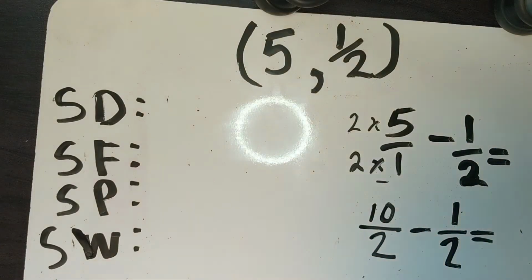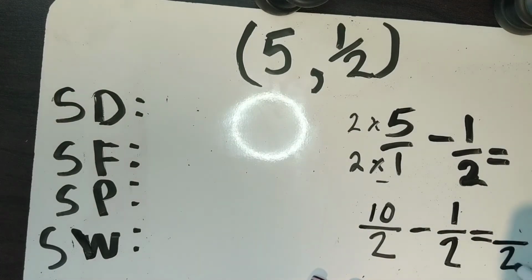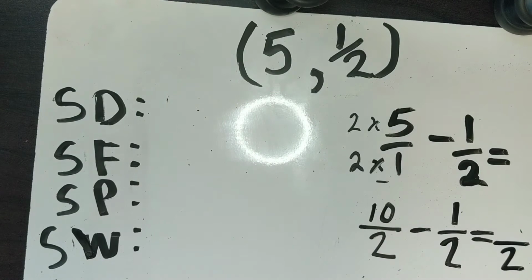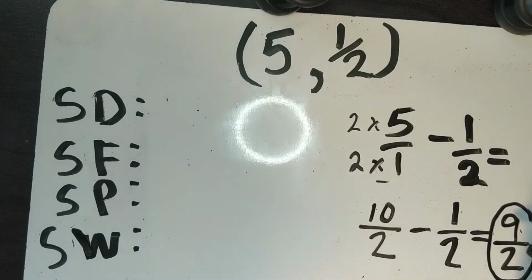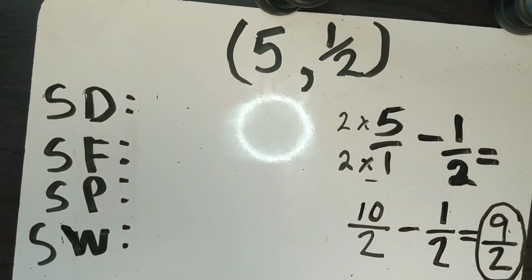So now the rule is you're going to keep that denominator in your answer. It stays the same, and you're only subtracting your numerators. So now I'm going to subtract 10 minus 1, and that is going to give me 9. So here is my final answer, and again, improper fractions. We don't really like those in math, but we're just going to deal with it for now.